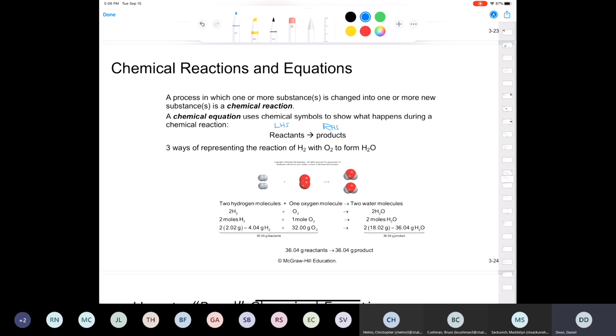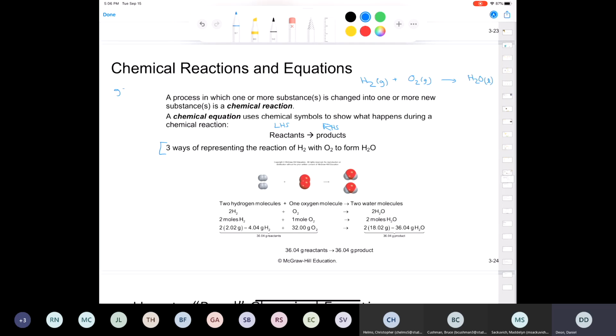Now it says here that there are three ways of representing the reaction of hydrogen and oxygen to form water. The way that I would describe it is this. I know that hydrogen is a diatomic element. When hydrogen exists by itself, it's H2. And I know that it's a gas. Also, oxygen is one of the diatomic elements, and it should be a no-brainer that oxygen is also a gas. And when they combine, they form water, H2O, and water is a liquid, and that's what the L stands for.